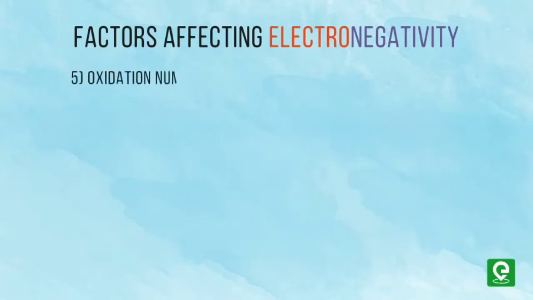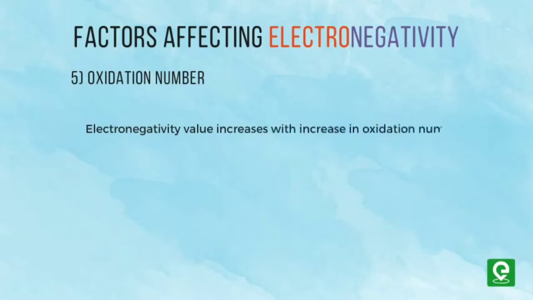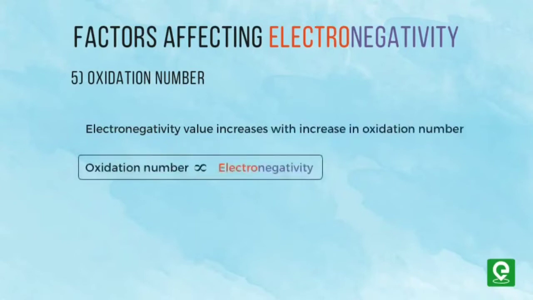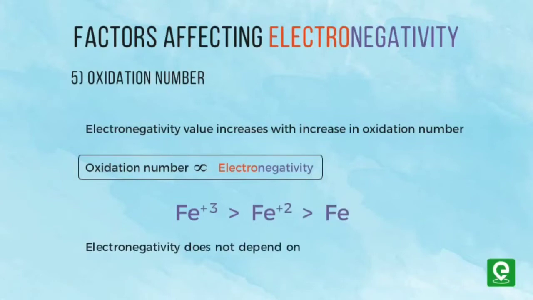Number 5, oxidation number. The electronegativity value increases with the increase in oxidation number because the radius of an atom decreases with increase in its oxidation number. For example, the order of electronegativity for 3 oxidation states of iron is as follows: Fe3+ greater than Fe2+ greater than Fe. Please note that electronegativity does not depend on stability of fully filled or half-filled orbitals because it is simply the capacity of the nucleus to attract electrons. Here the electrons do not enter the orbit of an atom.